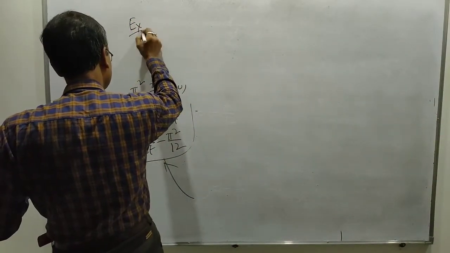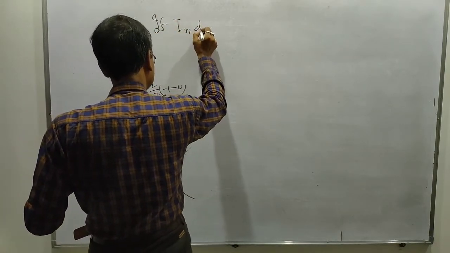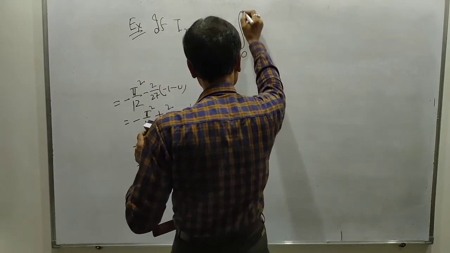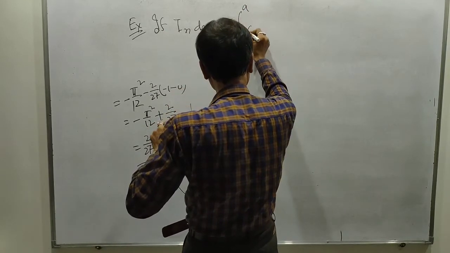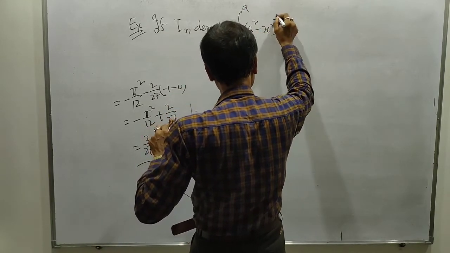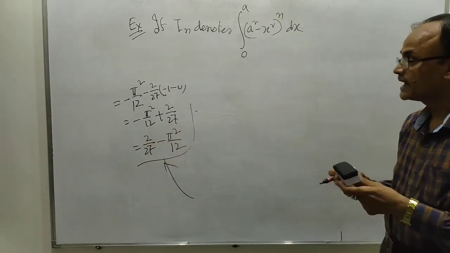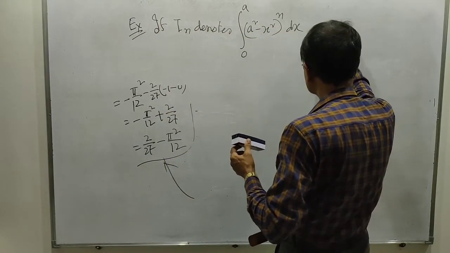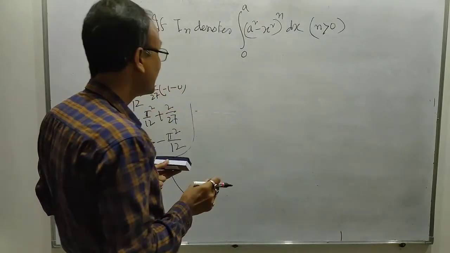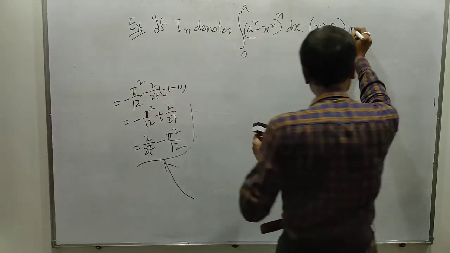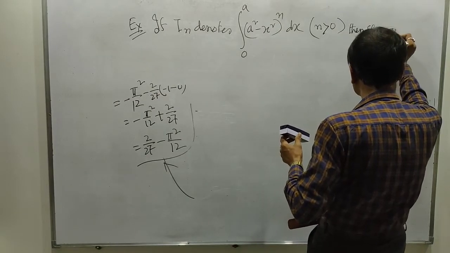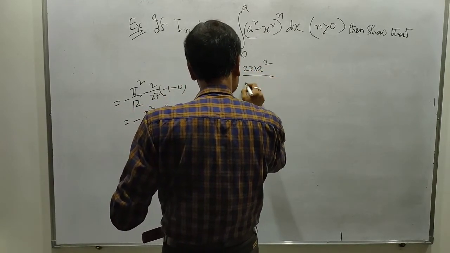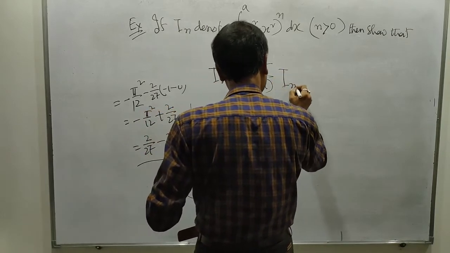Next question. If I_n denotes the integration from 0 to a of (a square minus x square) whole to the power n dx, where n is greater than 0, then I_n is equal to 2n a square divided by (2n plus 1) times I_(n minus 1).